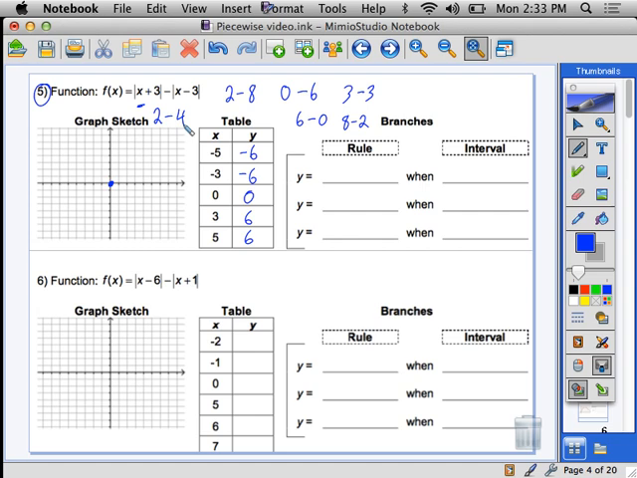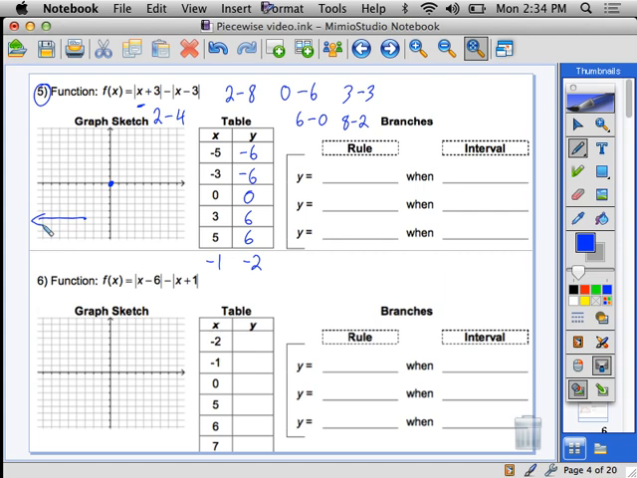Negative 2, right? So if x is negative 1, then I get negative 2. All right, so I'm not going to say that I'm always going to be at negative 6. I only get to negative 6 when I have negative 3. So negative 3, 2, 4, 6, right here. After that, I'm going to stay at negative 6.